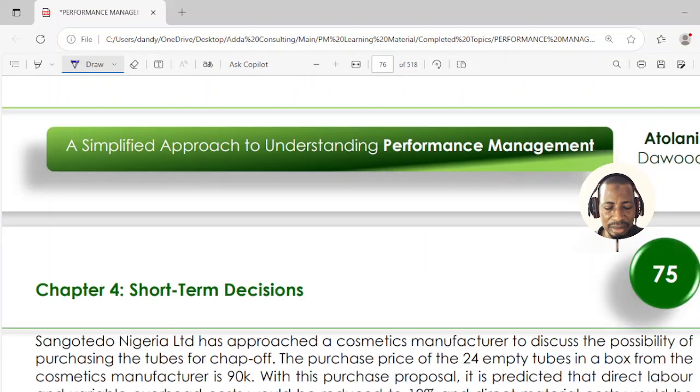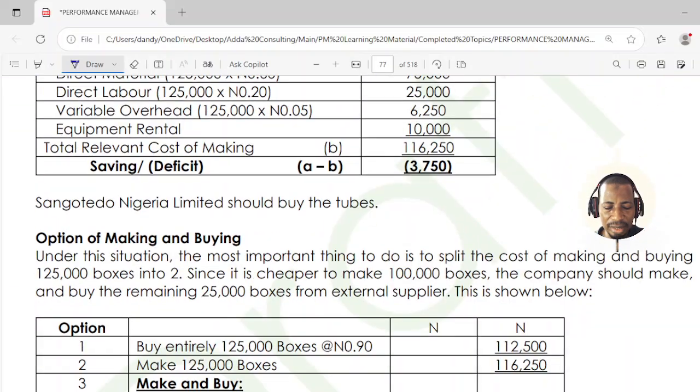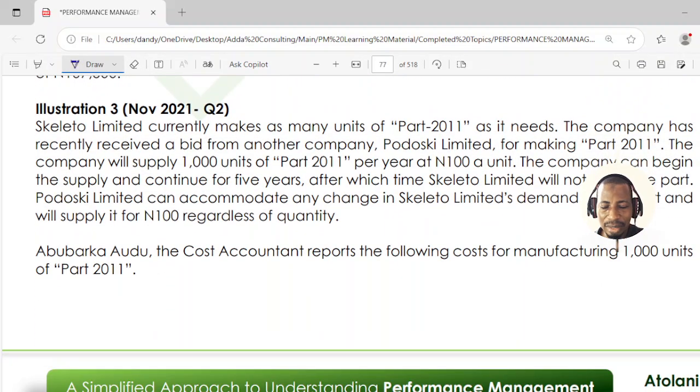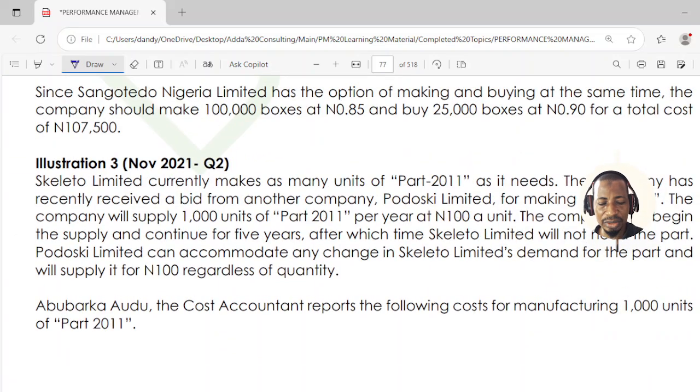Okay. You can also practice illustration number 3. That illustration number 3 is a bit technical, whereby you need to discount the expected future cash flows to the present value equivalent before you determine the savings or deficit from making the part 2011. Okay, let me just show you from this material how it is being solved. Let's go through this illustration number 3.